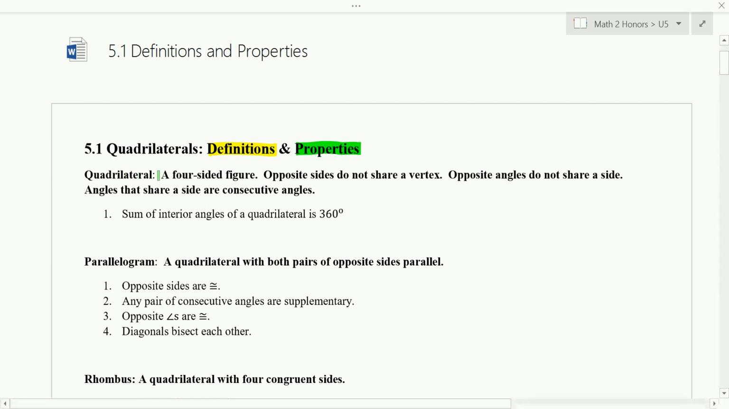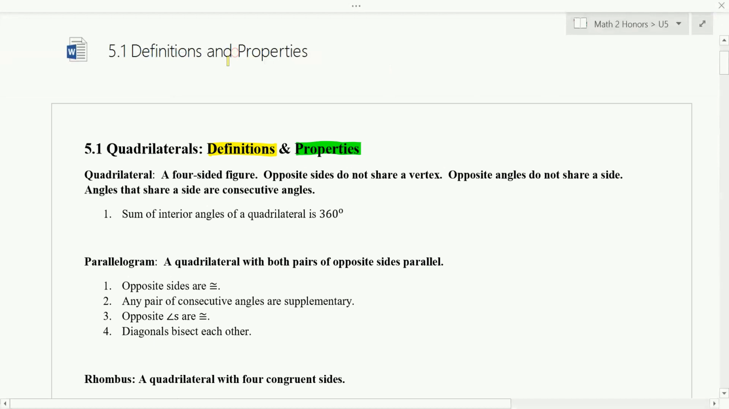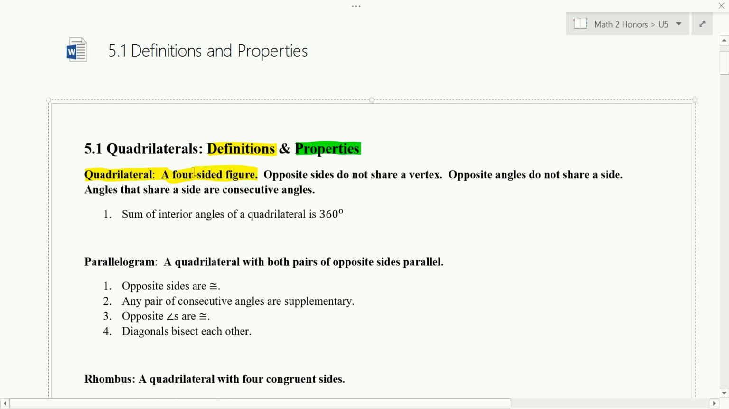So this unit is on quadrilaterals, and so what is a quadrilateral? A quadrilateral is a four-sided figure. Okay.